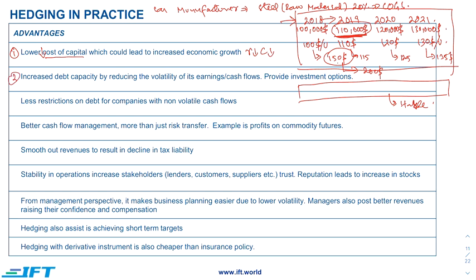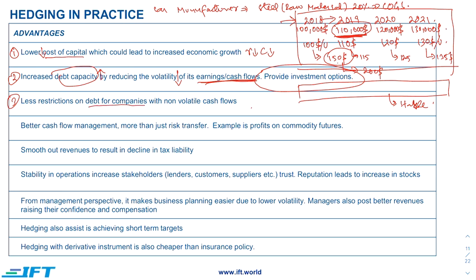Due to this fact, since you have a stable operation, your debt capacity would also increase because the volatility in your earnings and your cash flows is actually lower. It also provides a safe investment option as well. People are actually willing to invest in your organization, and you have more capital availability options, capital injection options. Now, since your cash flows are non-volatile, smooth, and working despite the changes in economic growth, you will have fewer restrictions on your debt.